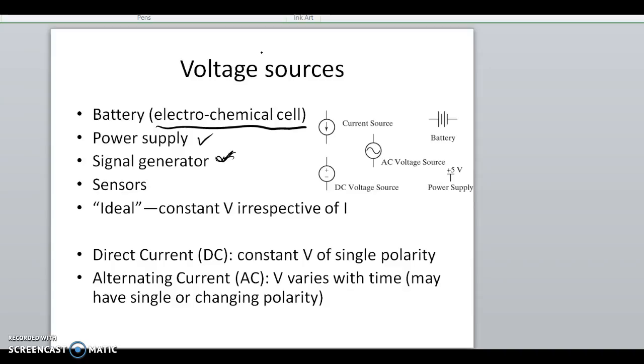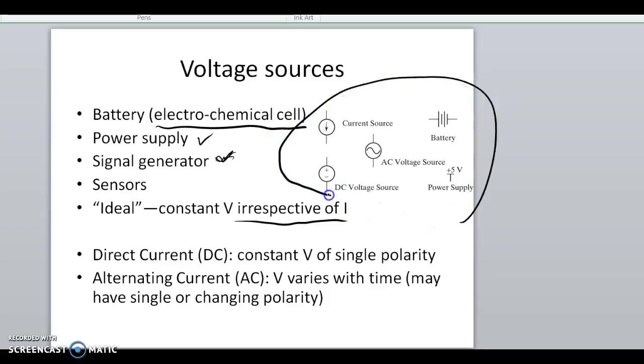And then an ideal voltage source would have constant voltage irrespective of the current that you have. These are the symbols that you would see for these different types of voltage sources in your current diagrams.